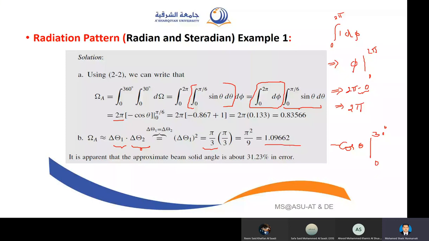1.09. But you can see there is a difference between the exact value and the approximated value. There is a small difference. How much is the difference? 31.2123% is the error. I hope you know how to calculate the error: 1.09 minus 0.835 divided by 1.09. If you do this and multiply by 100, you will get this error value. This is a simple example of how to calculate the solid angle, and the unit for this is steradian. Okay.